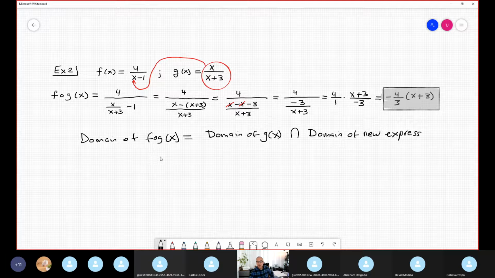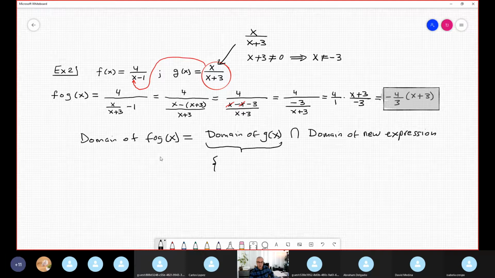Okay, let me try to understand this. Domain of G, I come back here to the G expression. I copy x over x plus 3. Wow, we have a restriction. It's obvious, right? Because we have a denominator. You don't allow the denominator to be 0 because division by 0 is undefined. So to avoid that situation, the denominator is x plus 3, and it can never be 0. What is the restriction? Well, the restriction is x not negative 3. So you represent the domain of G alone as x such that x not negative 3.